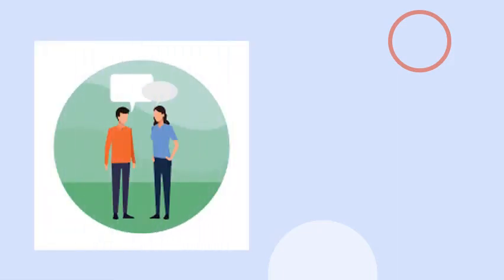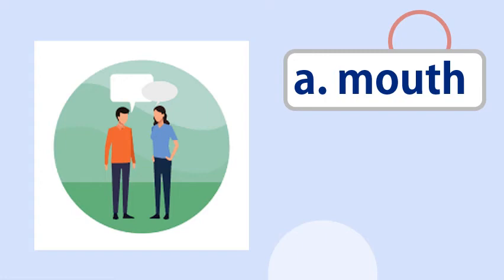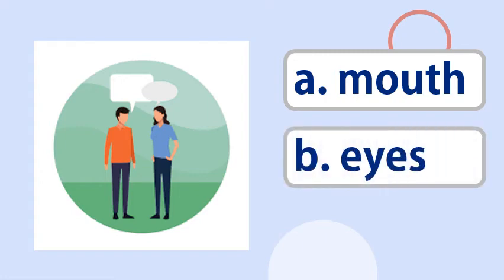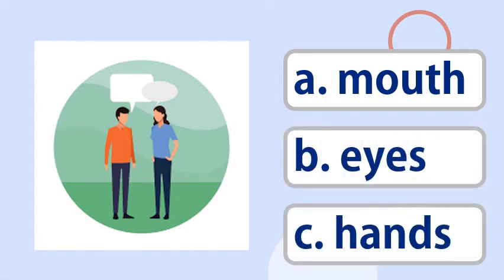Now look at the picture. Two people are talking. What are they using? Is it A, mouth, B, eyes, or C, hands? Very good! It's mouth. We use our mouth when we speak or when we talk.